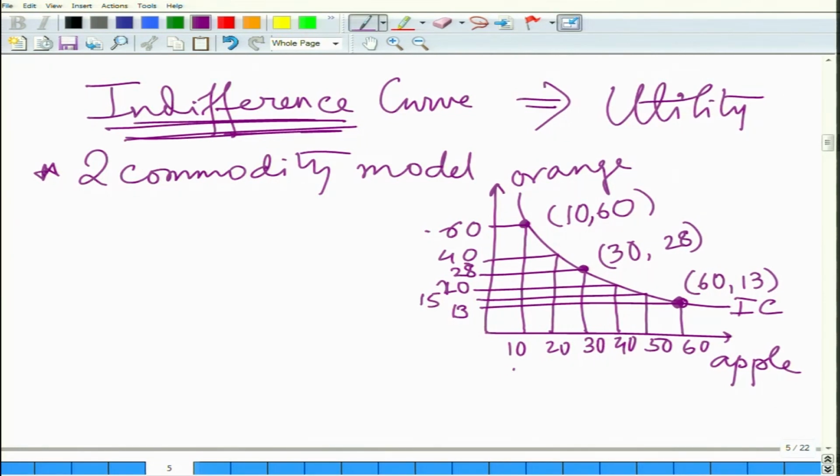So all are primarily giving you similar kind of satisfaction, whatever combination you are taking. So these are known as commodity bundles, and these bundles are equally preferred. So an indifference curve will give you equally preferred commodity bundles on which your satisfaction level is always same.